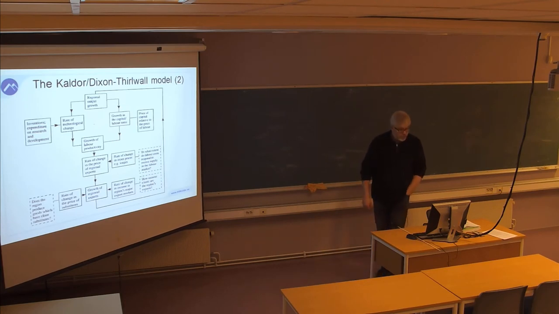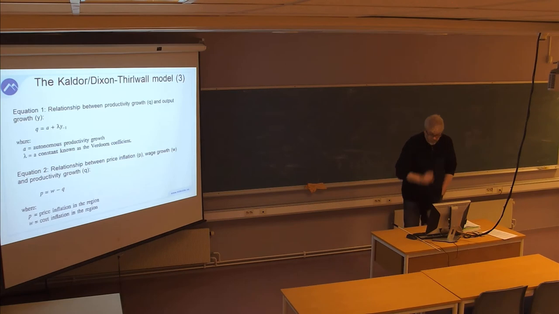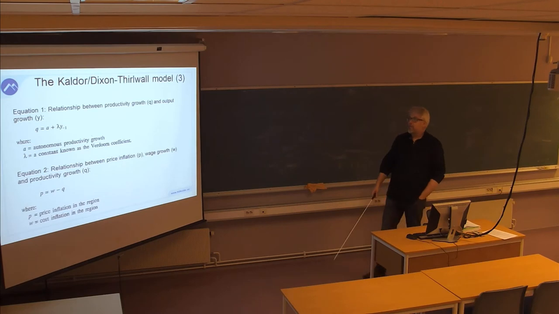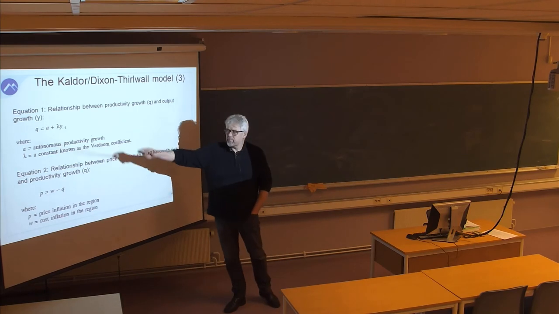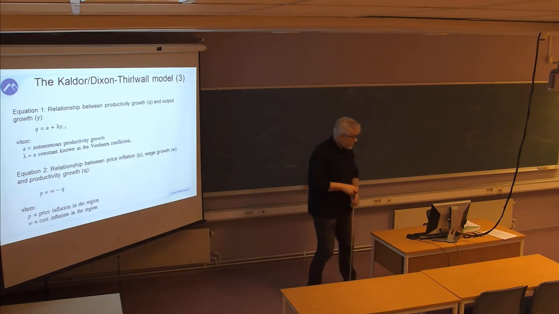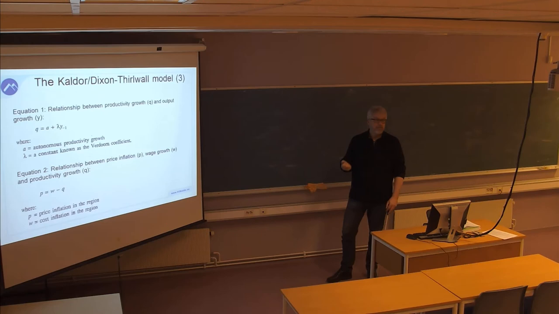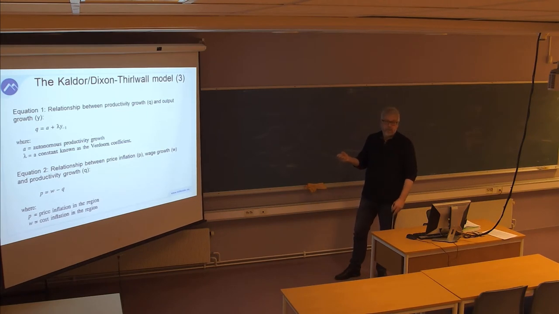And now I'll show you how this works. It's not very difficult. Four equations. Relationship between productivity growth and output. This is productivity growth. This is the productivity growth that you can collect data about from the National Bureau of Statistics. How much has productivity increased per man year, for instance, in the region?